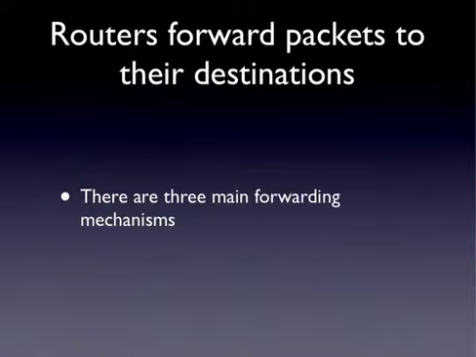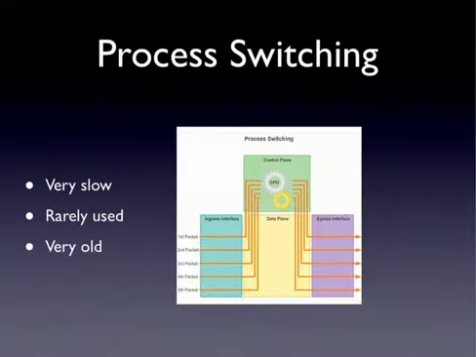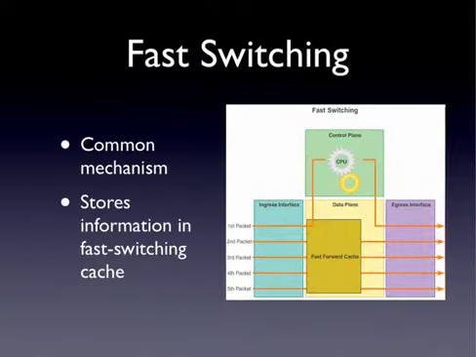As I said previously, routers forward packets to their destinations. There are three main forwarding mechanisms. First one is process switching. It is very slow, rarely used, and very old, so it is not recommended. The second one is fast switching, which is faster than process switching, but it is not the fastest.